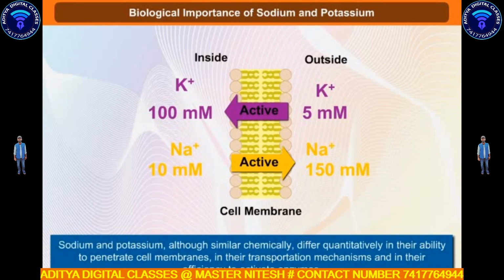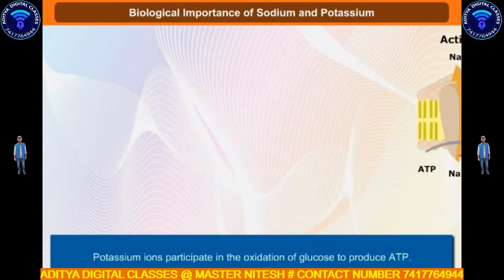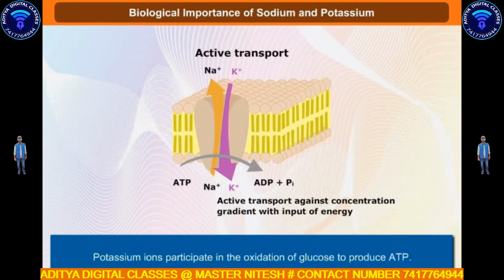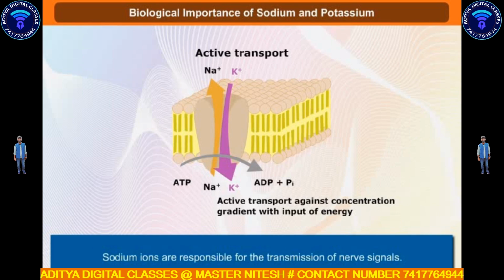Sodium and potassium, although similar chemically, differ quantitatively in their ability to penetrate cell membranes, in their transportation mechanisms, and in their efficiency to activate enzymes. Potassium ions are the most abundant cations within cell fluids, where they activate many enzymes. Potassium ions participate in the oxidation of glucose to produce ATP. Sodium ions are responsible for the transmission of nerve signals.